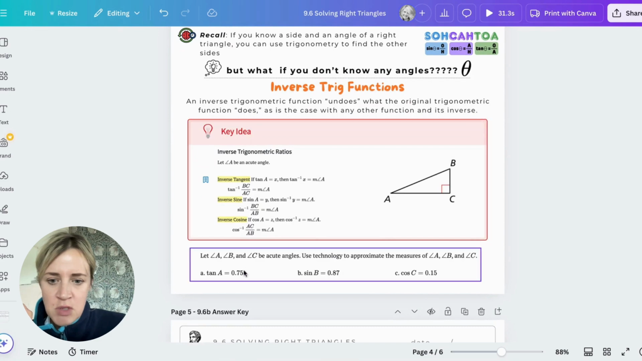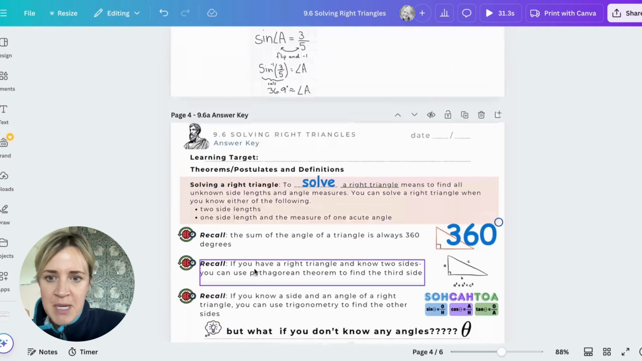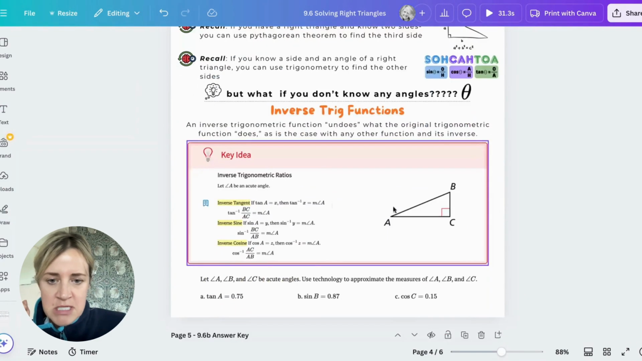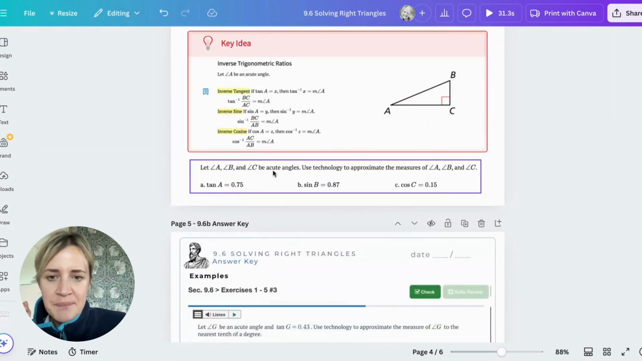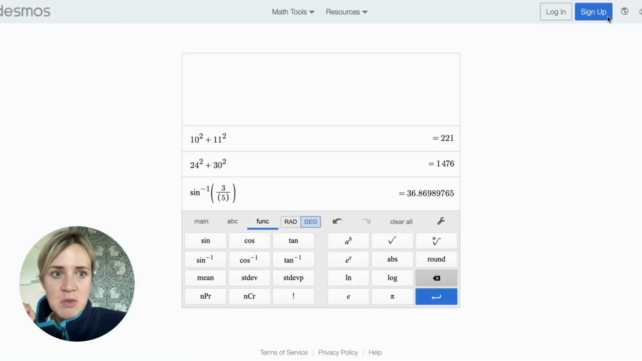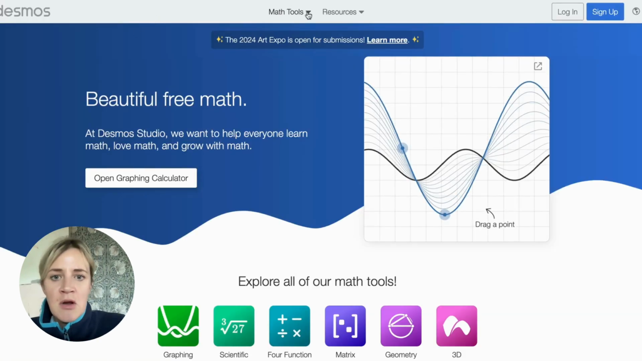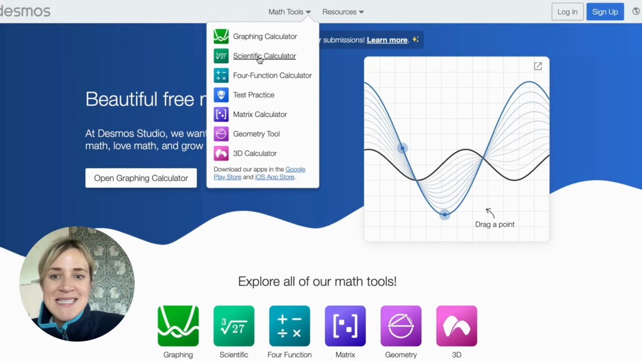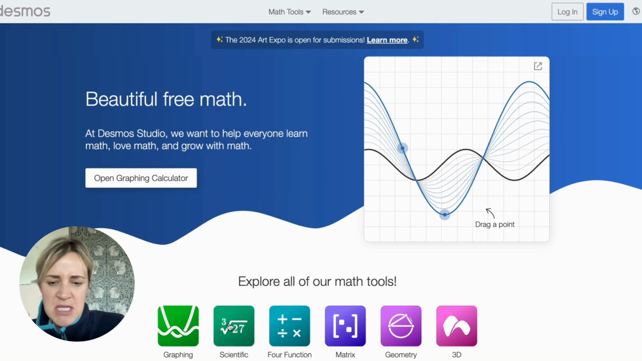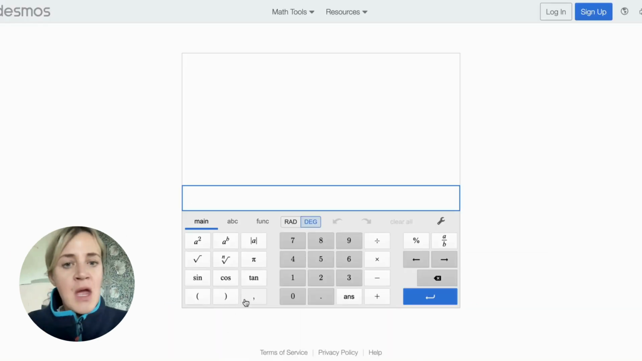So we're going to scroll down to right here at the bottom of page A, so 9.6a. Inverse trig functions, again, we're going to use www.desmos.com. So make sure you do have Desmos open. I'm going to go to the main page here. Make sure you guys, again, are just hitting that math tools and going to scientific calculator. I believe you can just click here too. Yeah, you can.